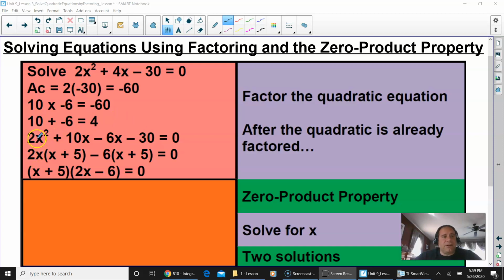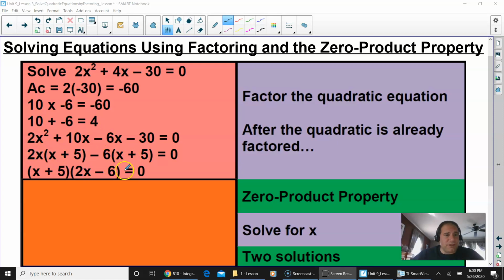You factor out from the 2x squared plus 10x, a 2x, because that is the greatest common factor. So we have 2x times x is 2x squared, and 2x times 5 is 10x. In the second pair, you factor out a negative 6, because that is the greatest common factor between negative 6x and negative 30. Negative 6 times x is negative 6x. Negative times negative is positive 30... I mean negative 6 times 5 is negative 30, equals 0. Then once you get up to this part, that's exactly what I did on the first page with you.